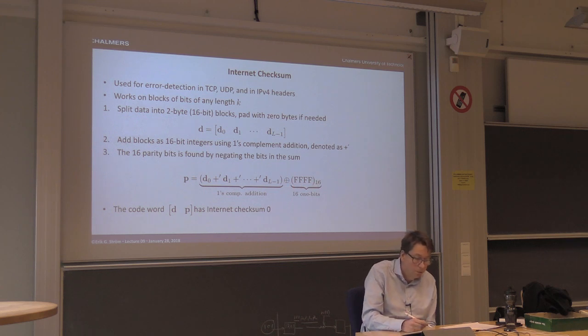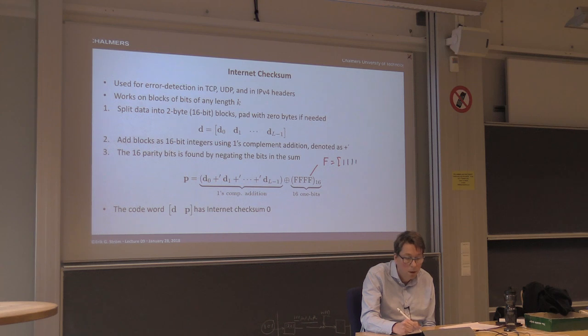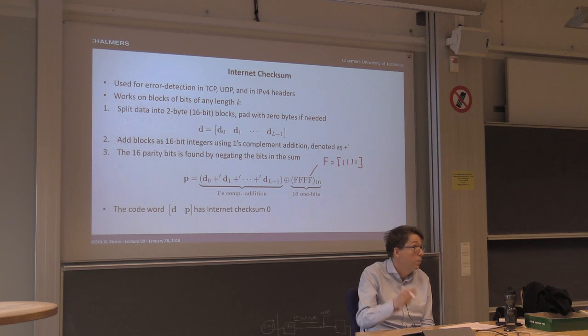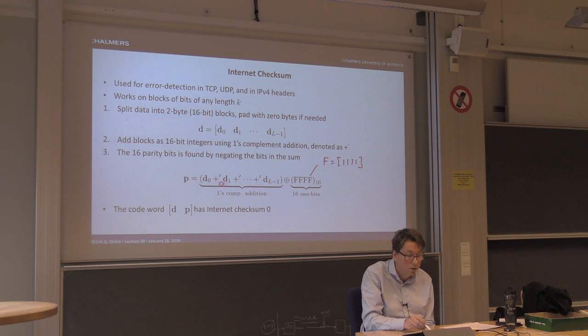These are hex digits, so F is the bit pattern, it's 4 bits, 1, 1, 1, 1, right? Okay, so by adding each of these 16 bits with FFFF, we flip the bits. So this is a fancy way of saying we flip the bits in the sum here. And then one can show that the code word here has this nice property that D, our original data, plus the parity that we calculate in this way, has internet checksum 0.